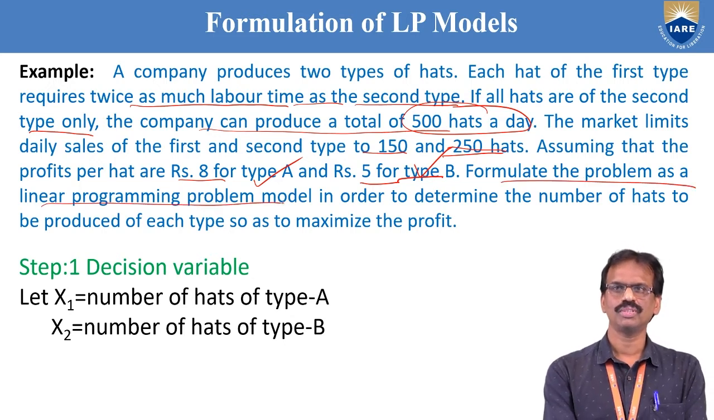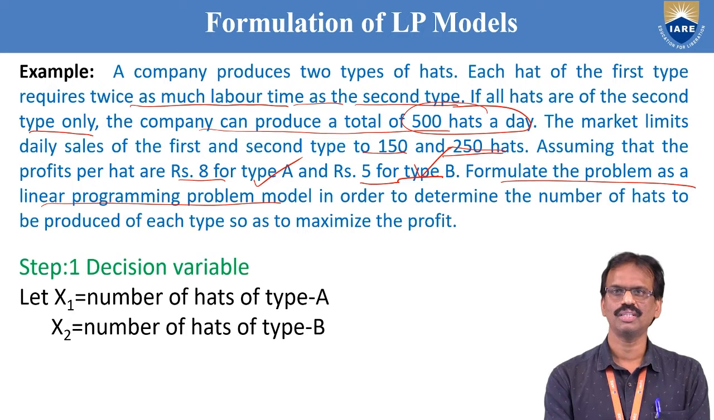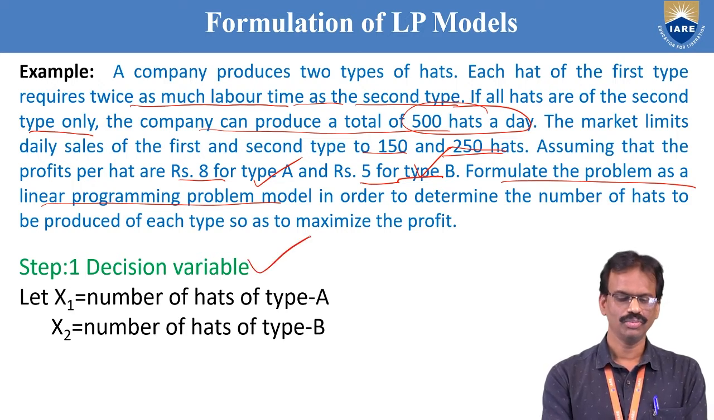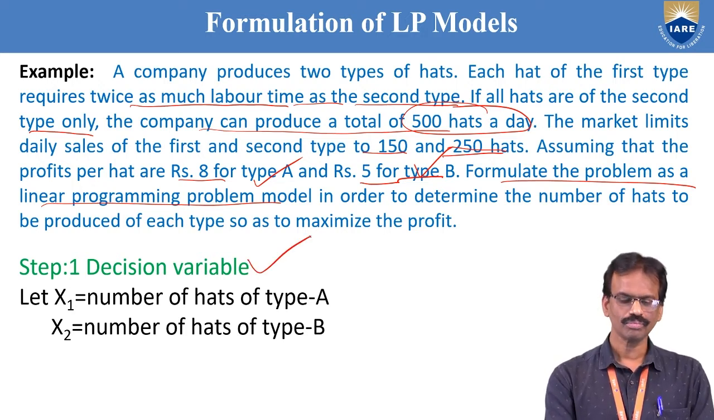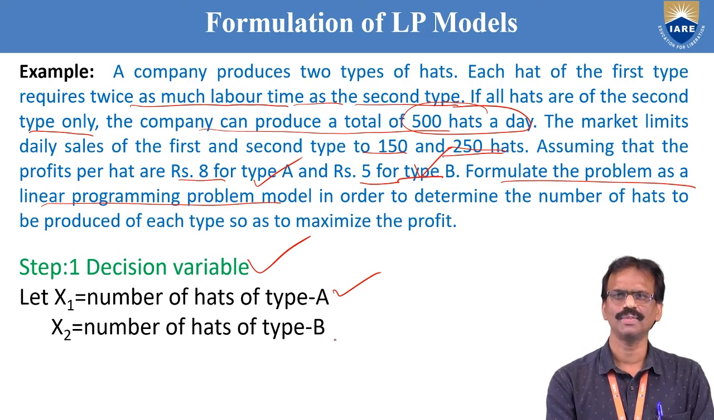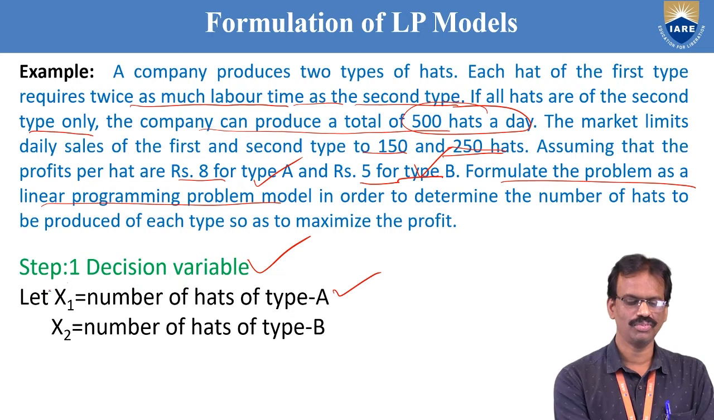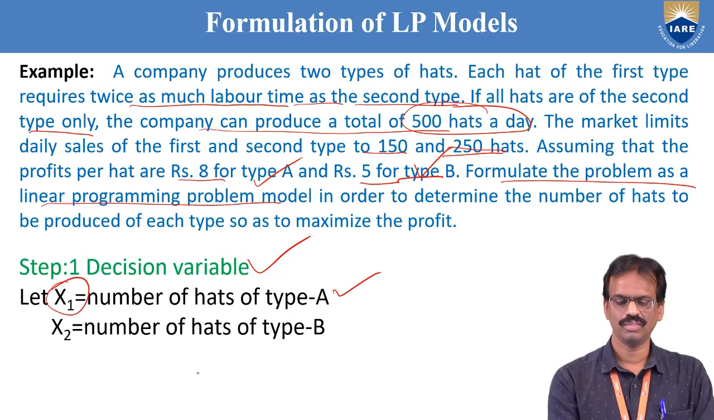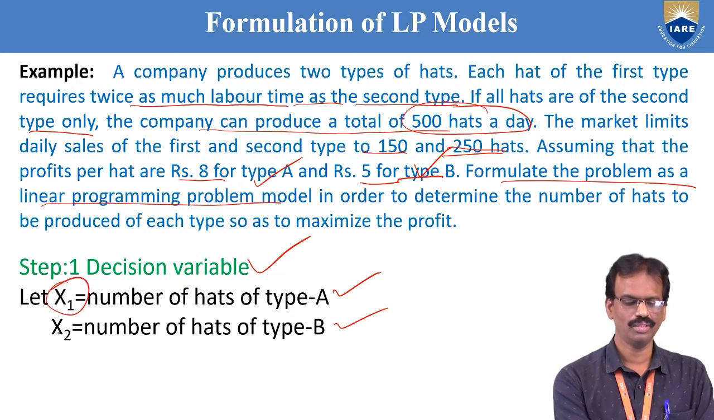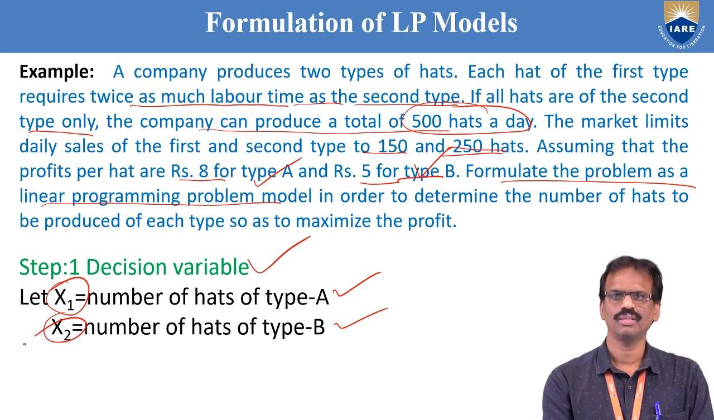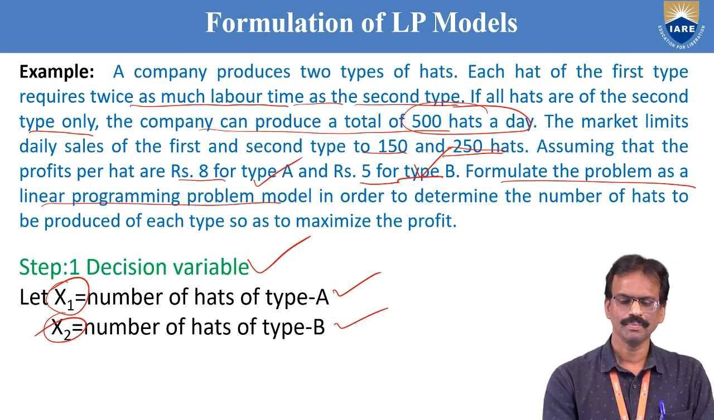So first of all, we have to consider decision variables. The first one is x1, the number of hats of type A. There are two types only, type A hats and type B hats. So the number of hats of type A, say x1, and the number of hats of type B, say x2.